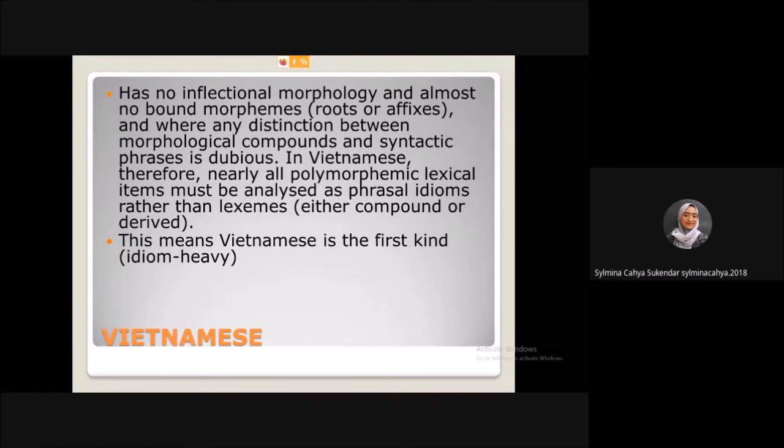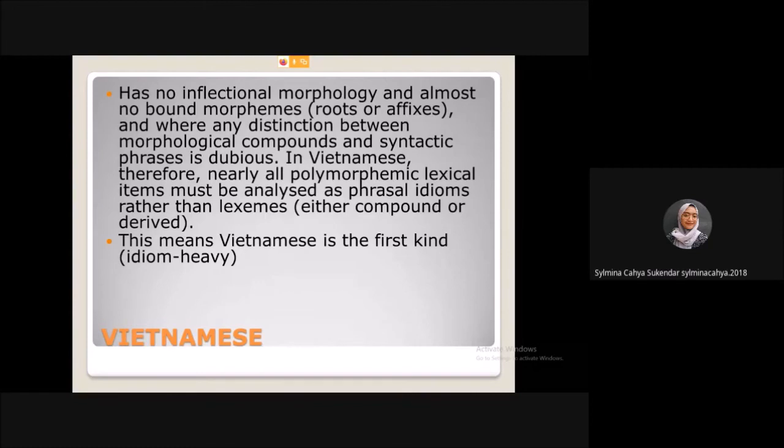So we will jump right into the language examples. The first example is Vietnamese. Vietnamese has no inflectional morphology and almost no bound morphemes like roots or affixes. You know, affixes are prefixes and suffixes, right? Just as we have learned in previous semesters. And any distinction between morphological compounds and syntactic phrases is dubious. In Vietnamese, therefore, nearly all polymorphemic lexical items must be analyzed as phrasal idioms rather than lexemes, whether compound or derived words.